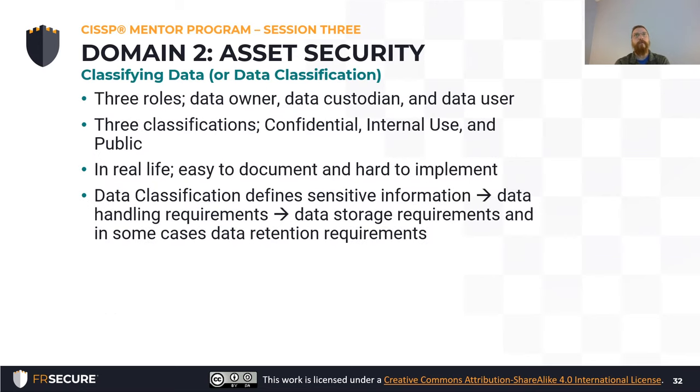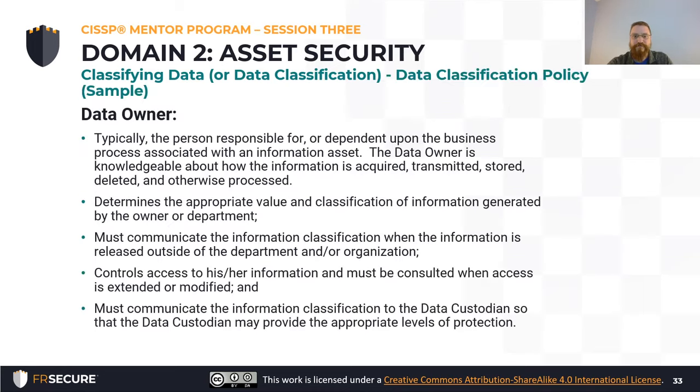All right, so three roles: data owner, custodian, and data user. Data owner, that's whoever is responsible for the data. We're going to talk through this again in the next few slides. Data custodian is typically more IT, and data user is the end user. Looking at those three classifications of confidential, internal, and public, what do those mean? We're going to go through those here in a bit. Again, it's really easy to document, to say, hey, this is what is considered confidential or an internal use document. Actually getting that implemented where you have all the documents labeled correctly, very, very different. I don't know if anyone's ever done that before or tried to, but it's a mess.